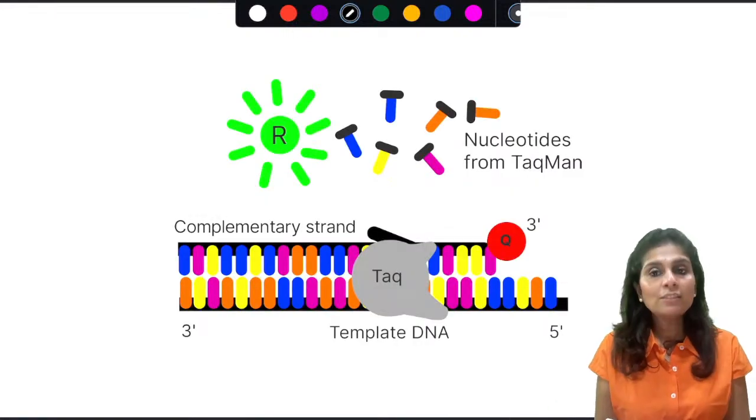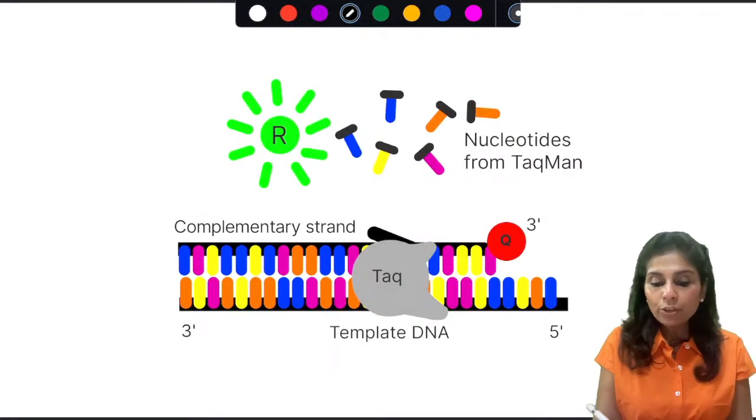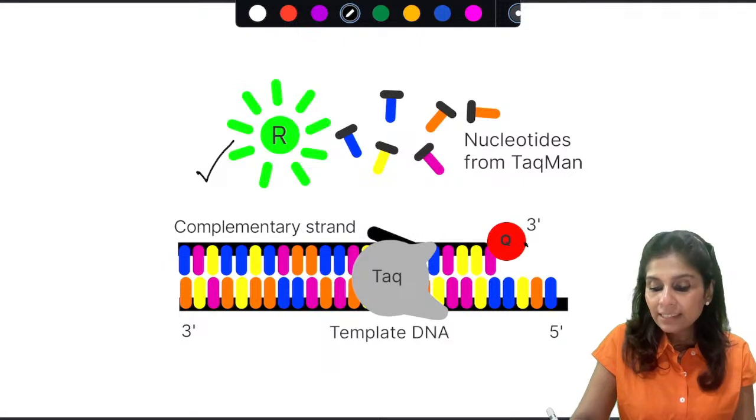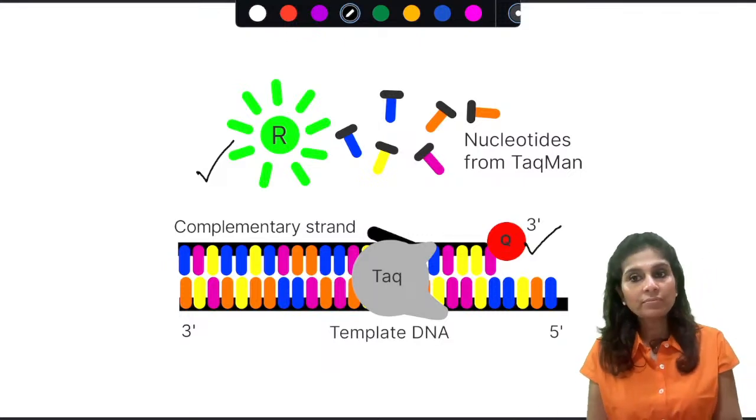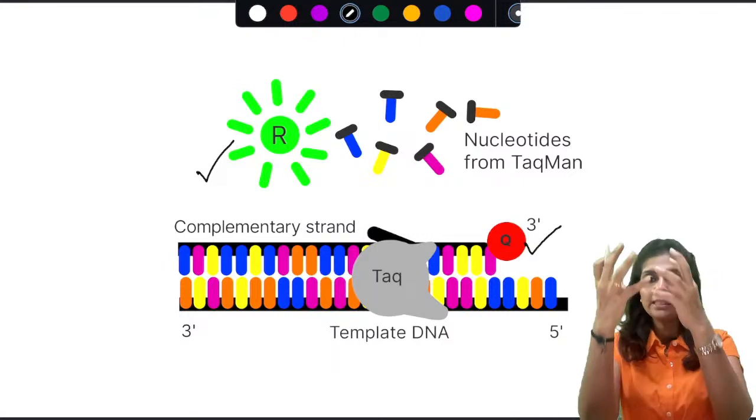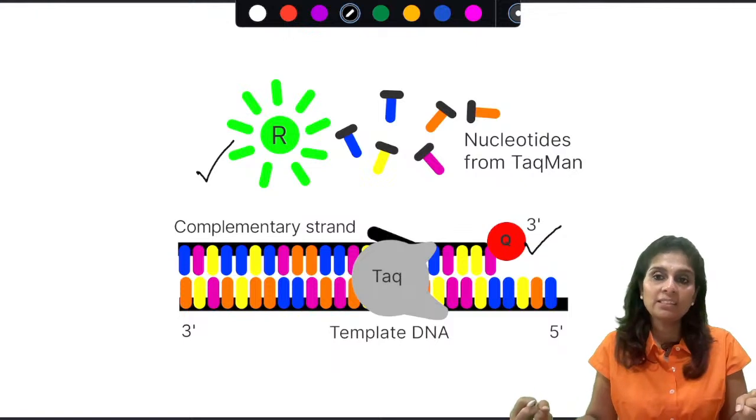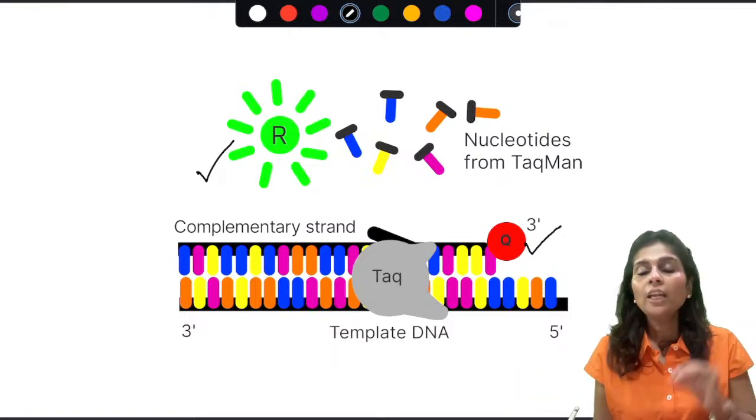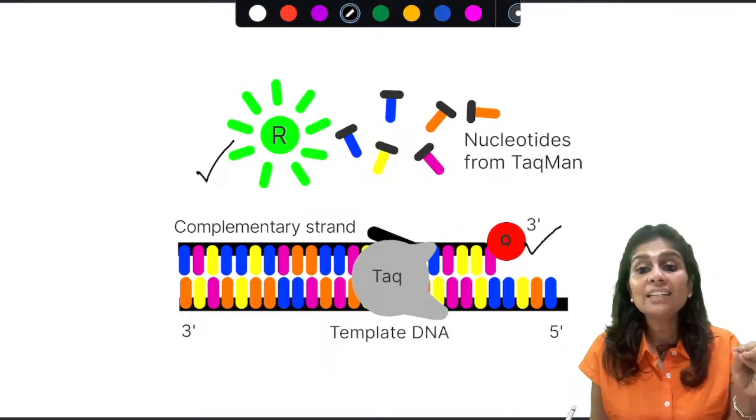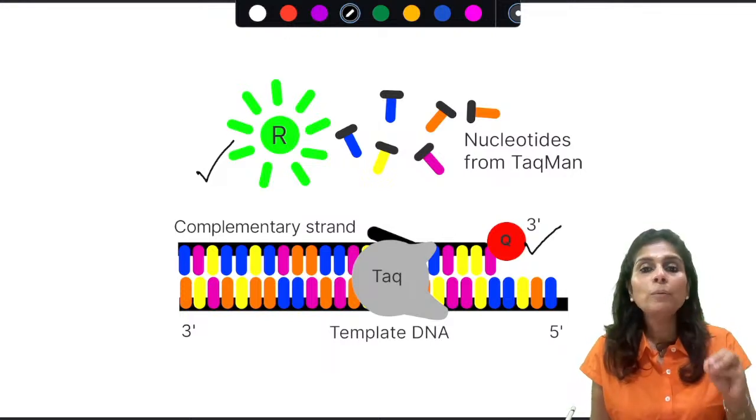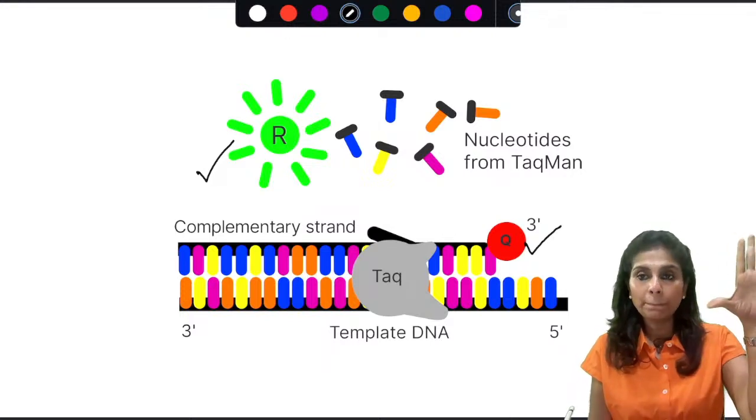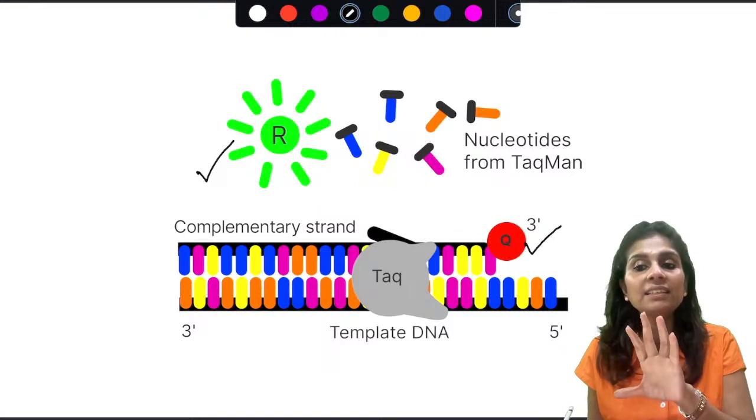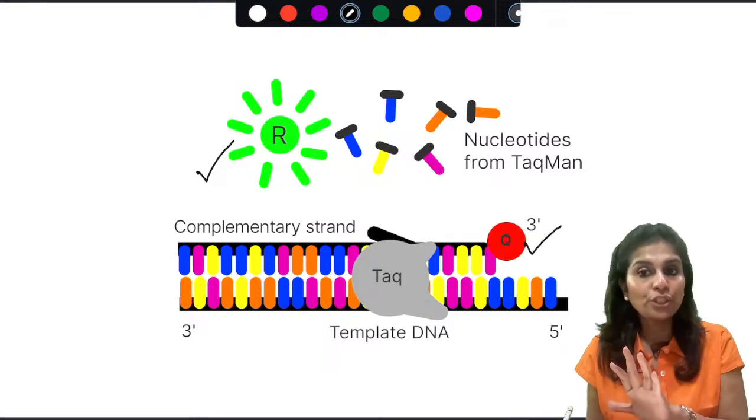Once it breaks this oligonucleotide, do you see that the reporter dye is detached from the quencher dye? Yeah, when the Taq DNA polymerase breaks down the oligonucleotide sequence, reporter dye is detached from the quencher dye. Now, reporter dye is no more in attachment with the quencher dye, and reporter dye starts fluorescing. And this fluorescence intensity is what the machine measures.